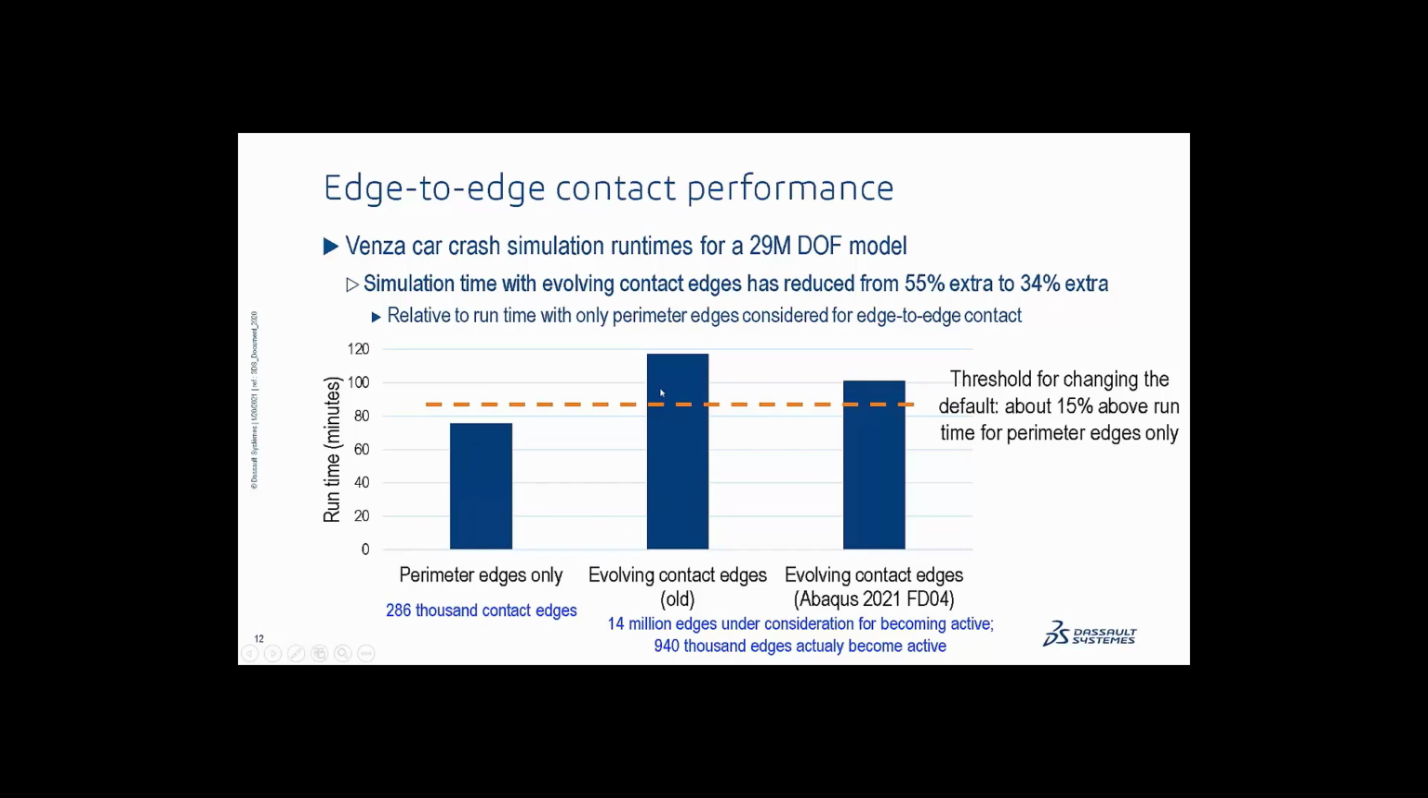Our previous implementation of evolving feature edges delivered this performance here. So you can see we said earlier about 50% more. And now we've improved that considerably. Still not quite there. The red line represents our threshold, which we've decided is about 15% above the runtime for perimeter edges only, which we think is a good balance between running this the first time only to discover that you got bad results, and then you have to run it again with feature edges turned on. So it's 15% or run it twice typically. So that's our threshold there.